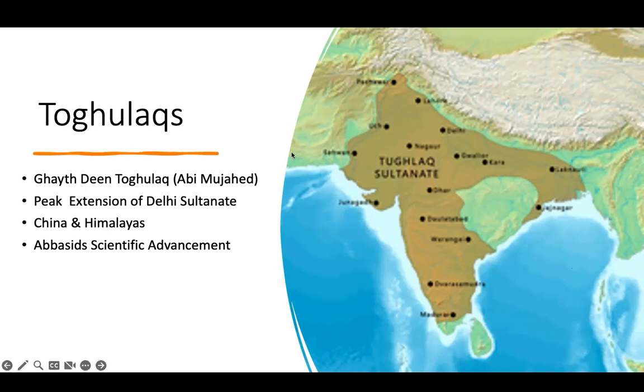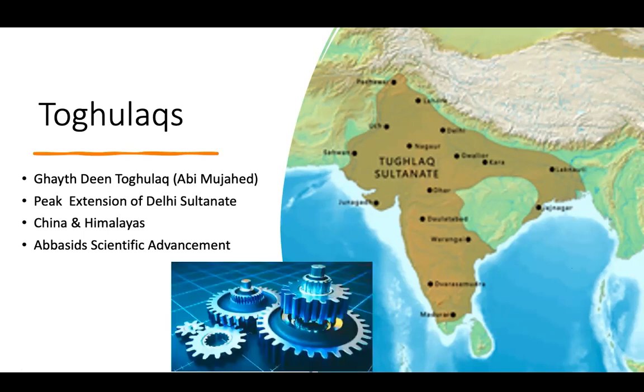During the Tughlaqs, they reached out actually to the Abbasids, who at this stage they're still having the results of scientific advancement, and they actually brought from the Abbasids the gears. Remember we said that the Abbasids, they invented the gears and wheels, so actually they brought in the gears and the wheels into India at that time and started the scientific advancement that will continue later on.